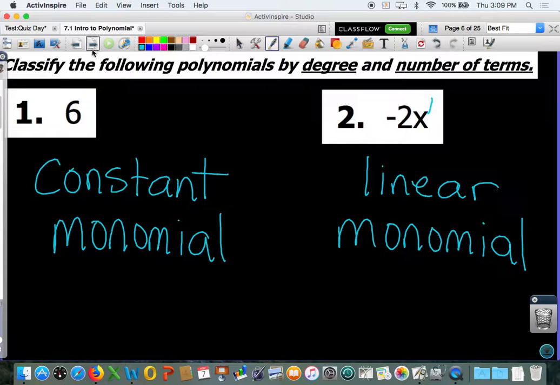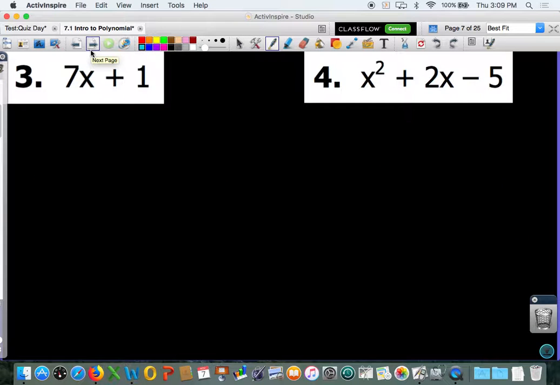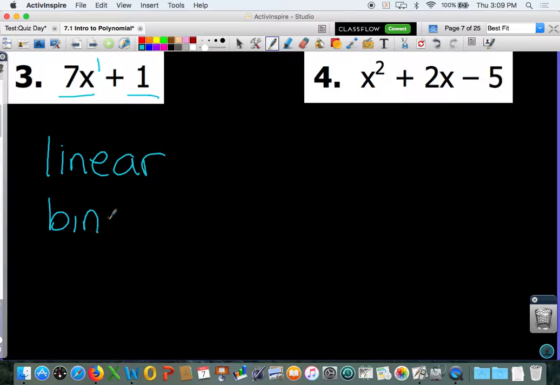When I look at problems like 3 and 4, though, I've got to start paying attention a little bit more to my variables. So on number 3, I can see that I've only got a variable in one of these terms. So my x has a value of 1, so it is linear. That is because the highest degree is 1 in this entire problem. However, there are 2 terms, so it is now a binomial.